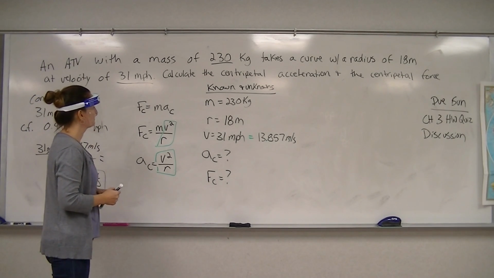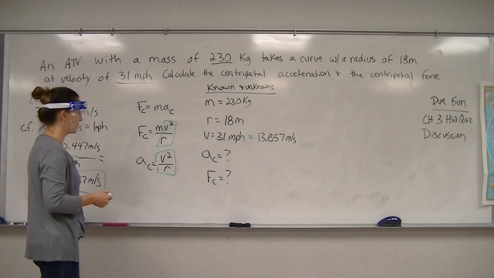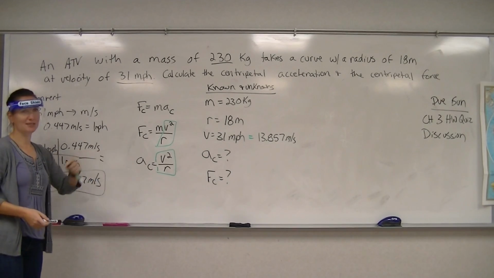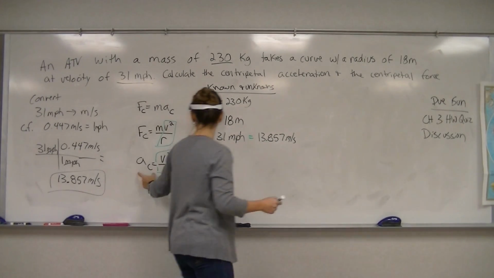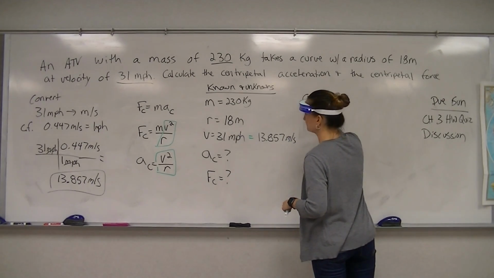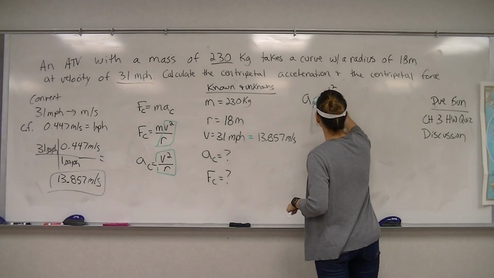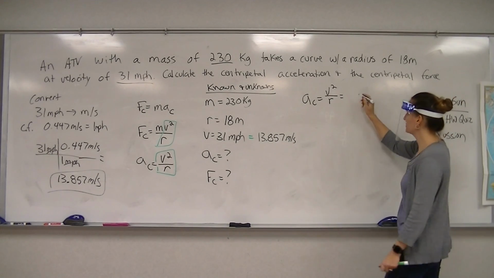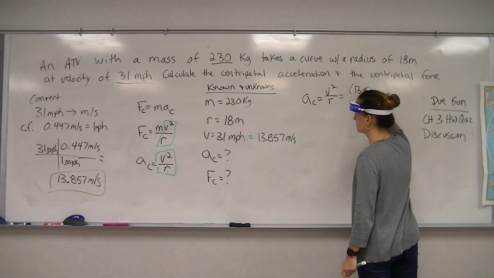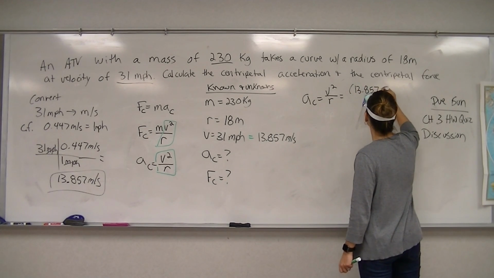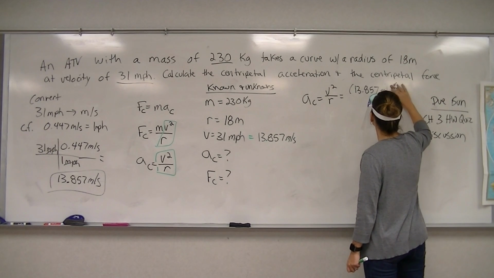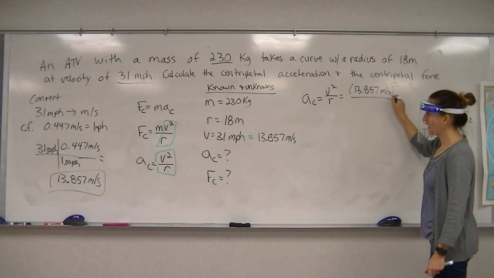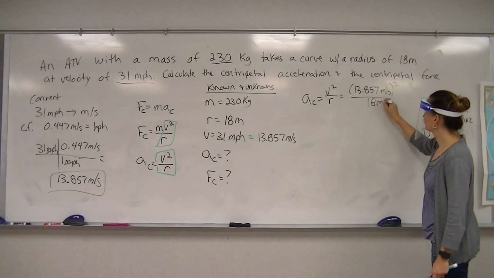So let's pick an equation. If I wanted to solve for centripetal acceleration, the nice thing about that is there is only one equation for centripetal acceleration, so that narrowed it down for me. So I'm going to be using this bottom equation here. I'm going to plug in my velocity, making sure that I'm using the meters per second version. Square that number, and I'm dividing it by the radius, which is in meters.